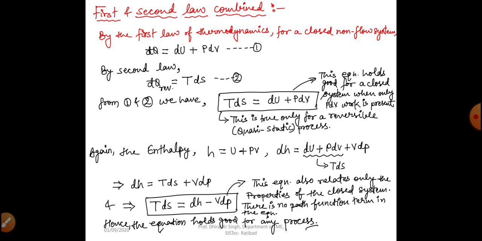Now move to the results of the first and second law of thermodynamics when we combine these two laws together.